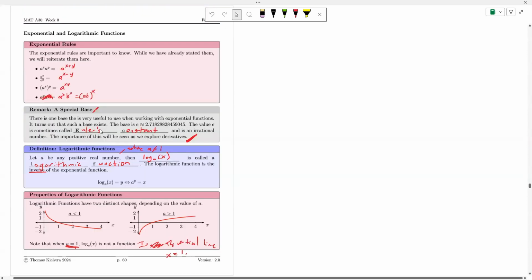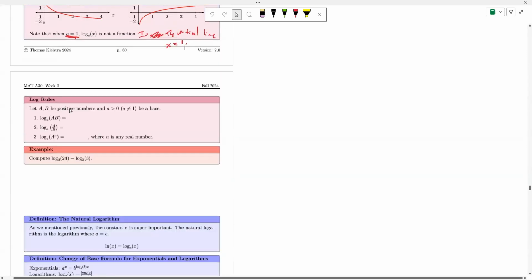Now, similar to our exponential function, where we have exponential rules, we have logarithmic rules. The logarithmic rules that we have are that log base a of ab equals log base a of a plus log base a of b. Log base a of a divided by b is equal to log base a of a minus log base a of b. Now, log base a of a to the power n equals n log base a of a, where n is any real number.